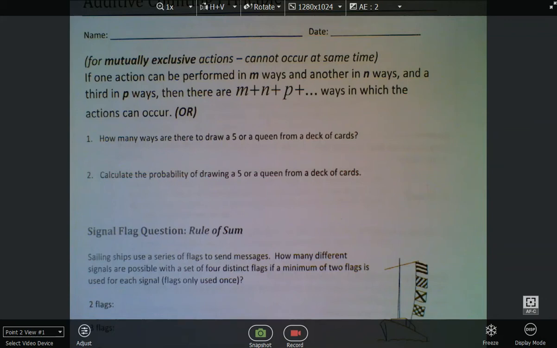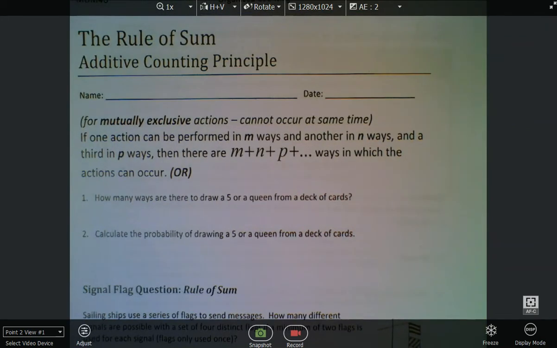Okay, so in this short tutorial, what we're going to learn about is something called the rule of sum, or the additive counting principle. Again, this is something that we've previously done already, but we're going to see how this ties into factorials and permutations and things like that, and how we can solve, we're just adding complexity to the types of problems that we're able to solve.